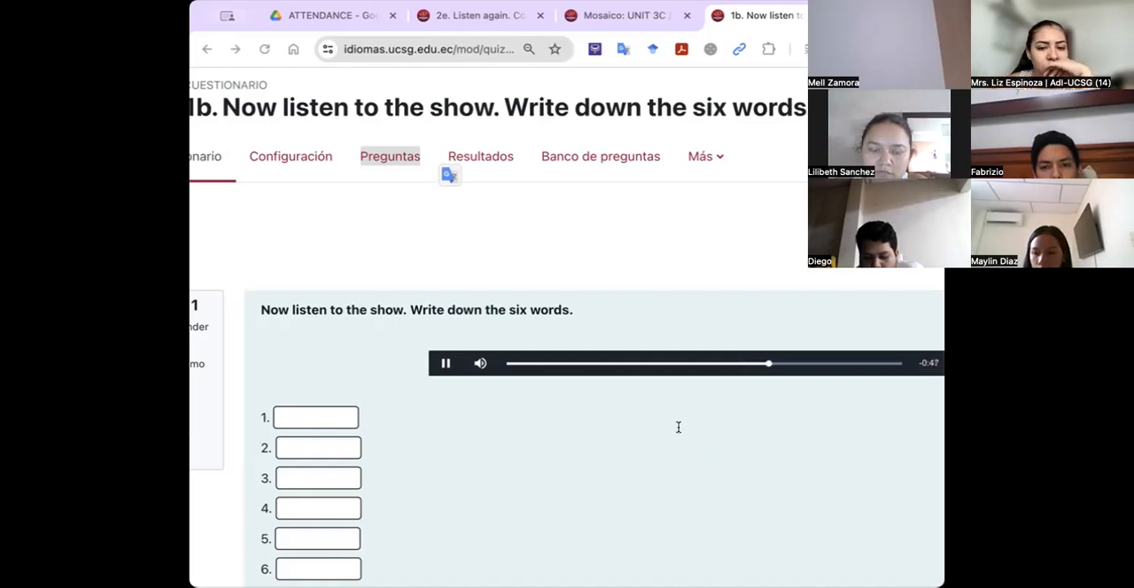Word number 5. It's an adjective again. You use it to describe a person who's quick at learning things. Intelligent? No, but it's similar to intelligent. It's the opposite of stupid. Yes, brilliant.